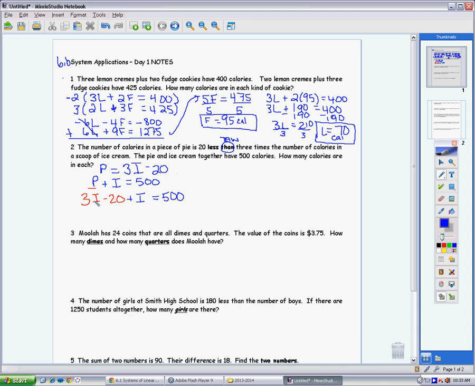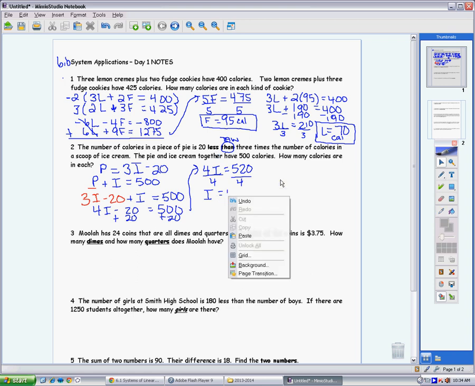Now from here, I only have the variable i, so then I combine like terms, and I get 4i minus 20 equals 500. And I'm going to solve for i, so that means I need to add 20 to both sides. So I have 4i equals 520. And divide by 4. And the ice cream calories is going to be 130. Okay, so the ice cream has 130 calories.